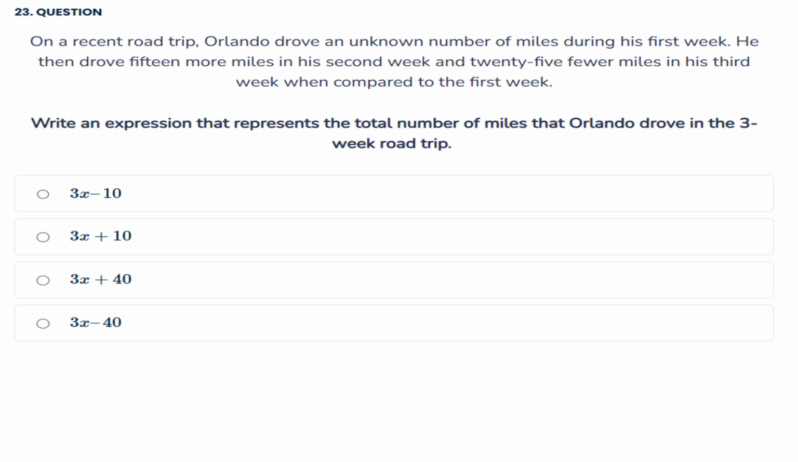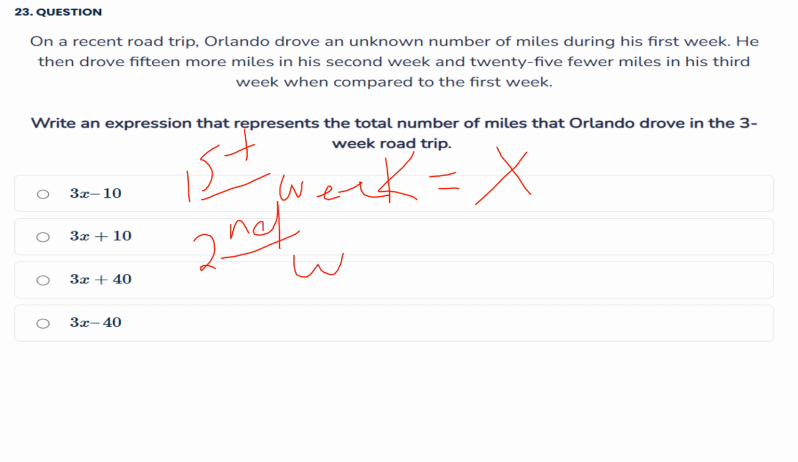First thing we need to know is how many miles did he drive in the first week? So it says there's an unknown number of miles. So first week is equal to X. Second week, it says, and he then drove 15 more miles. So in the second week, he drove 15 more miles than he did in the first week. So that would be X plus 15.